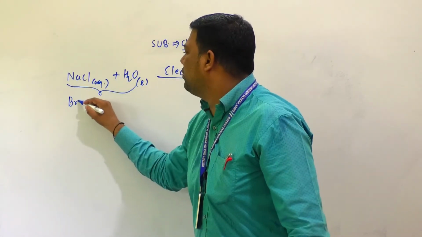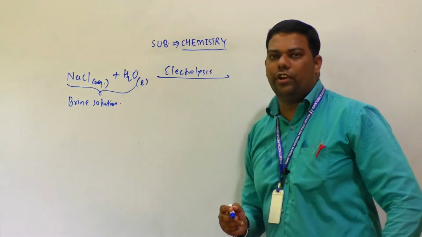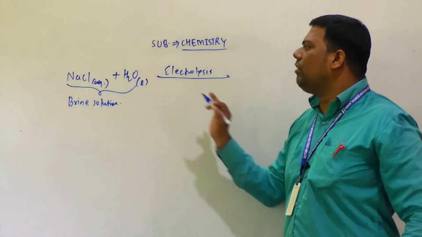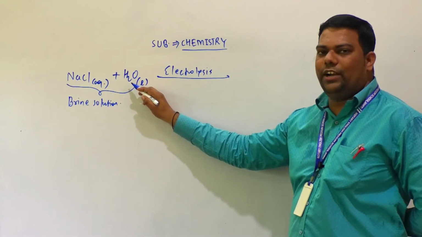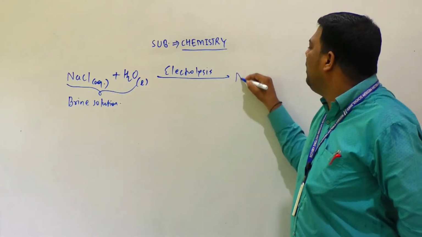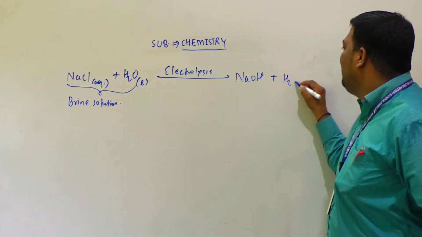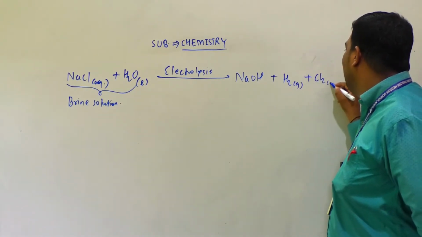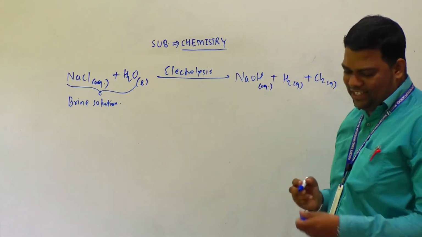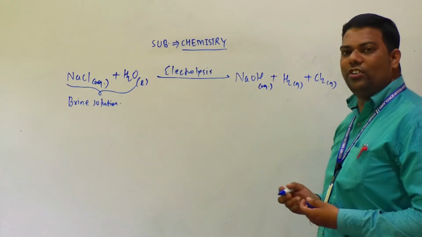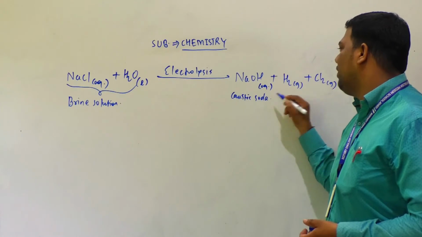NaCl in aqueous form with water we call a brine solution. So what will happen? Your Na+ and the water breaks into H+ and OH- ions. So you will get NaOH plus H2 gas plus Cl2 gas. Here you mainly get caustic soda.